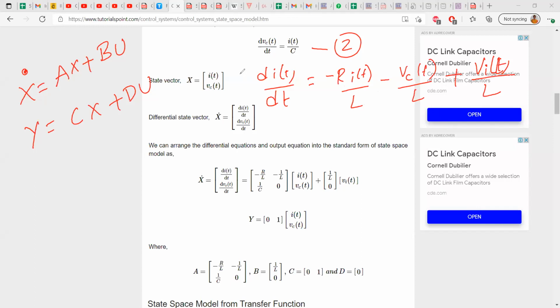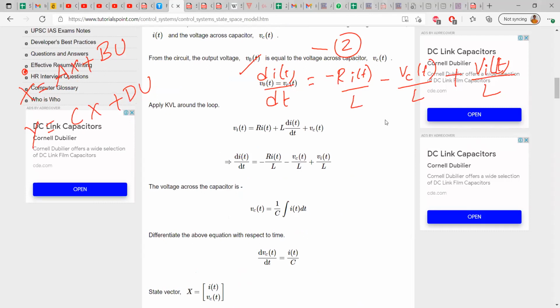So we have this equation. Do we have the equation? Look once. Is this the equation I wrote? Is what I wrote correct? Yes, sir. So by using this equation and this equation, we are framing the standard model, state model.